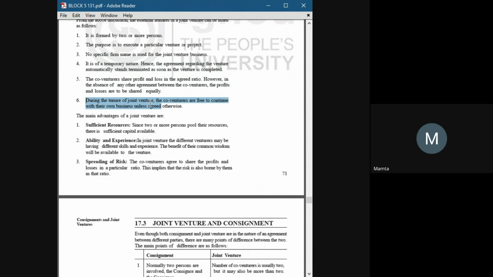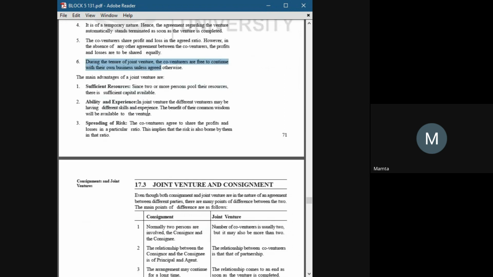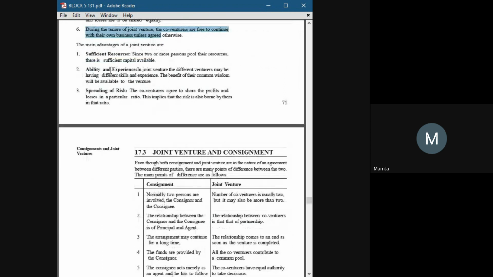During the tenure of a joint venture, the co-venturers are free to continue with their own business unless agreed otherwise. The main advantages of a joint venture: sufficient resources, because two companies or two persons are joining their hands. If one person is not able to complete the construction of a building, but two or more persons can. So sufficient resources like funds and other stuff, ability and experience.